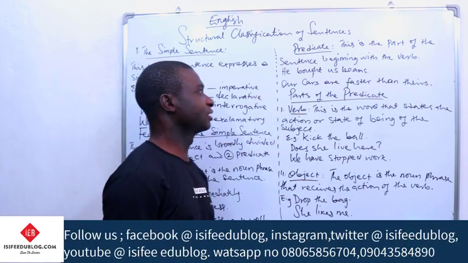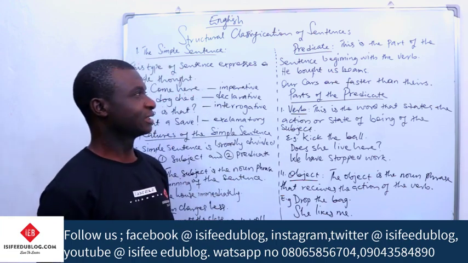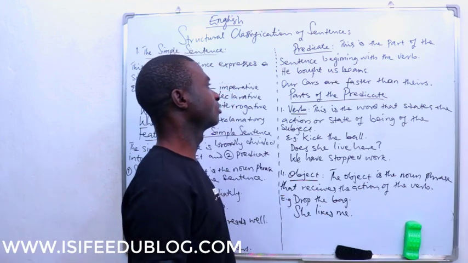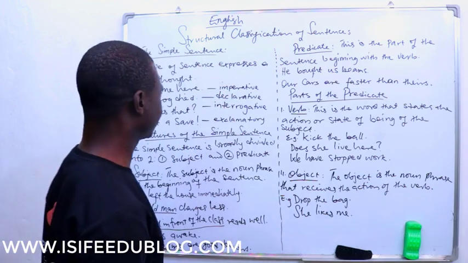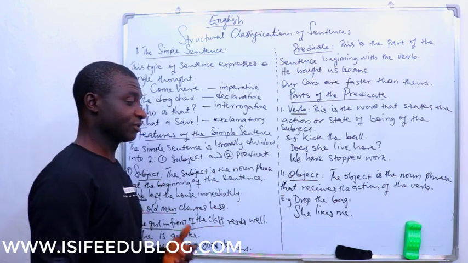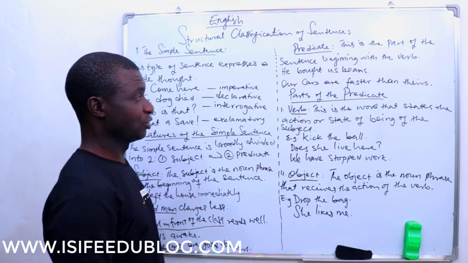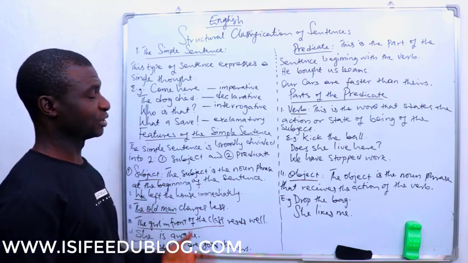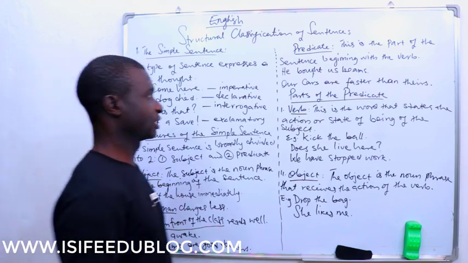The predicate, we said, is the part of the sentence beginning with the verb. So if you divide the simple sentence into two, the first section would be the subject, the second would be the predicate.